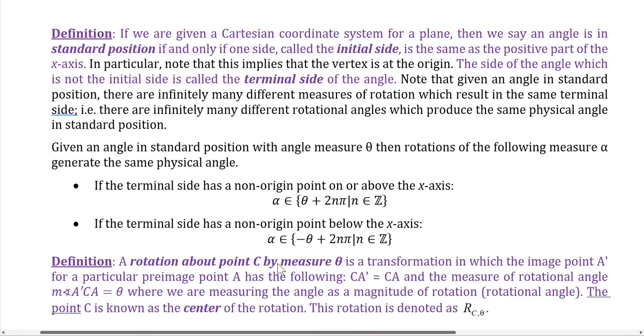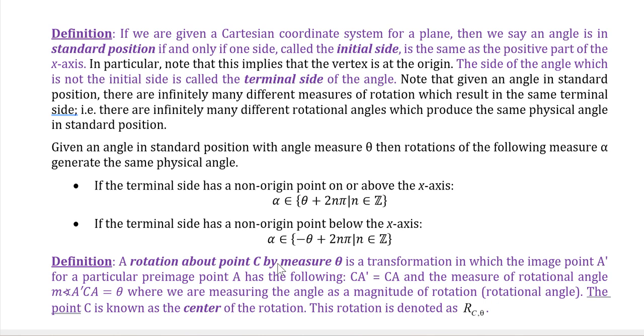In a Cartesian coordinate system of a plane, we say an angle is in standard position if one side, called the initial side, is the same as the positive part of the x-axis, and then the other side will be called the terminal side. And notice in particular that means the vertex is at the origin. You can think of a rotation dynamically as flicking that initial ray and having it spin around. And it turns out there are infinitely many different rotational angles which produce the same physical angle.